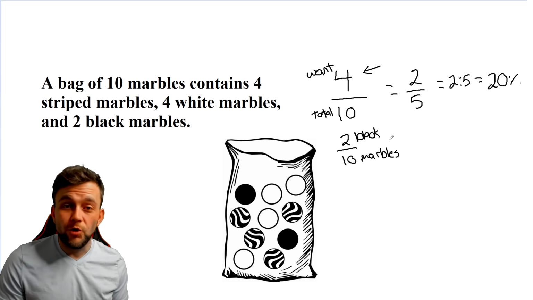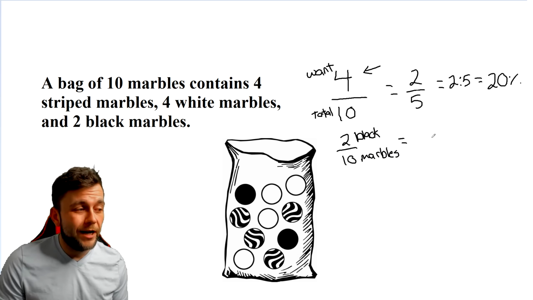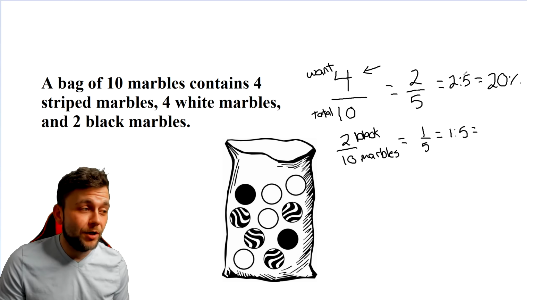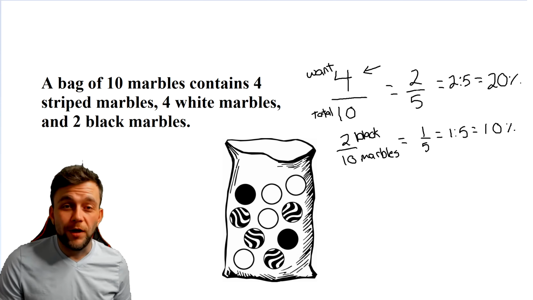So it's 2 out of 10. Reduce the fraction, 1 out of 5, or 1 to 5. And lastly, 1 out of 5 is half as much as 2 out of 5. So that is 10%. All right, so that's our first nice, easy example.